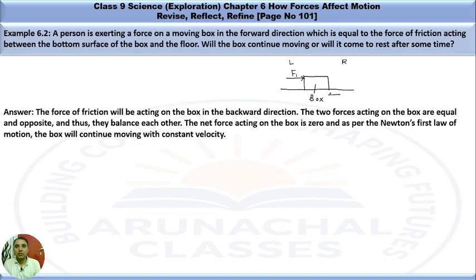So we can see that the box is in contact with the ground surface, so definitely there is a force of friction. F2 is the force of friction, and this force of friction is always in the opposite direction to the actual force, the muscular force which is being applied by the person on it. This is your actual force F1. F2 is the force of friction that is acting on the box because of the ground floor surface, from right towards left.